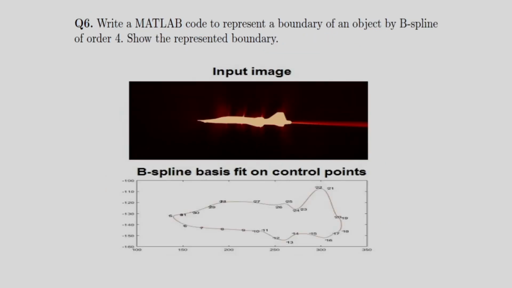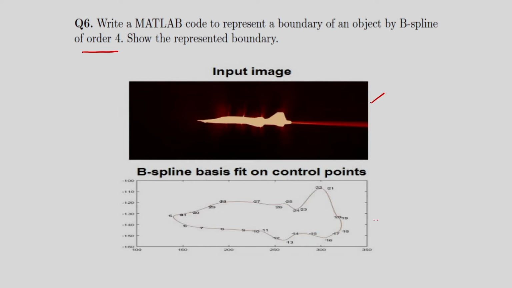After this, the next question is write a MATLAB code to represent a boundary of an object by B-spline of order 4. Show the represented boundary. So here I am considering the input image, and you know, in case of the B-spline I have to consider some control points, and also the important point is the order of the B-spline. So here I am considering the order is 4. So with this B-spline curve I can represent the boundary with the help of the control points.